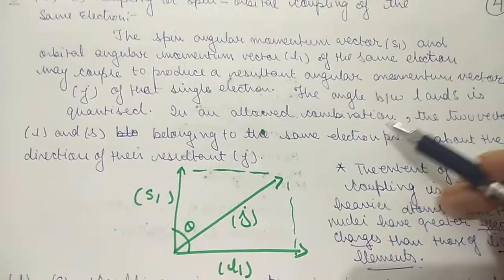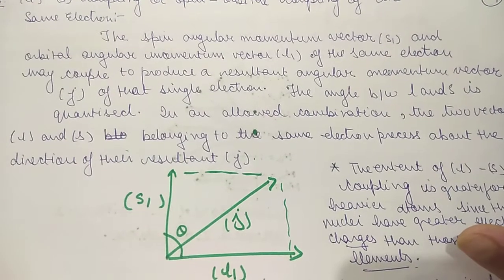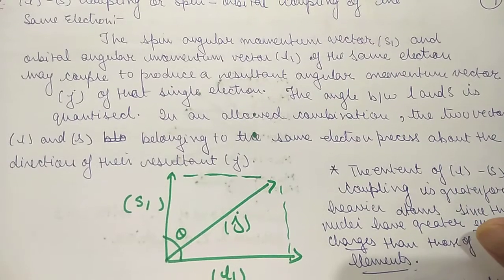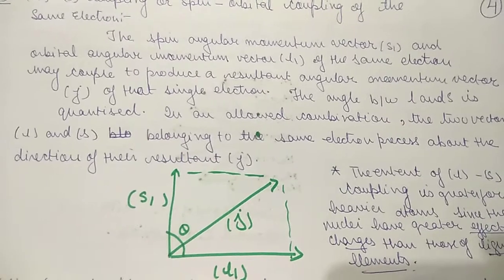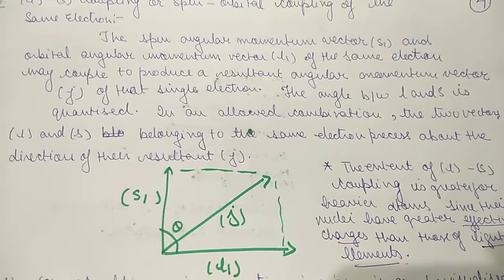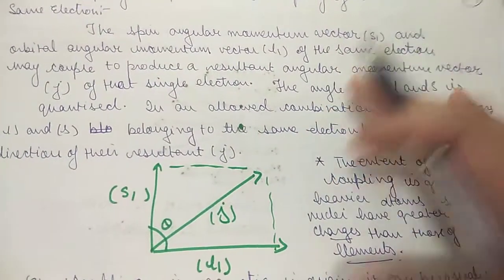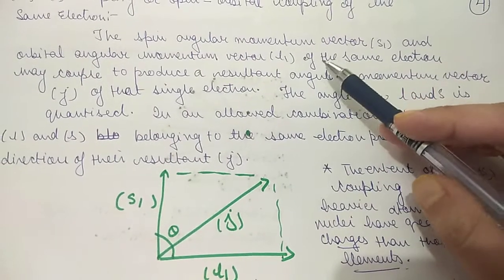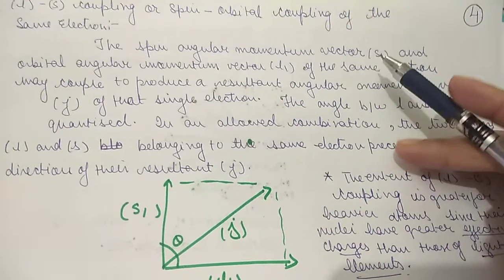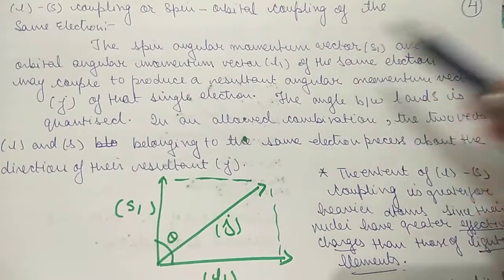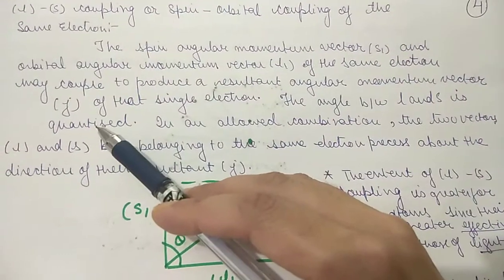Now you know, there is an electron, and in it both types of momentum are there. There is orbital angular momentum, and there is also spin angular momentum. It is rotating in the orbit around the nucleus, while at the same time it is also spinning around its own axis. So it has both types of vectors: spin angular momentum vector and orbital angular momentum vector. Now what happens? They both might couple with each other, S1 and L1, and then we get a resultant angular momentum vector, which is J.